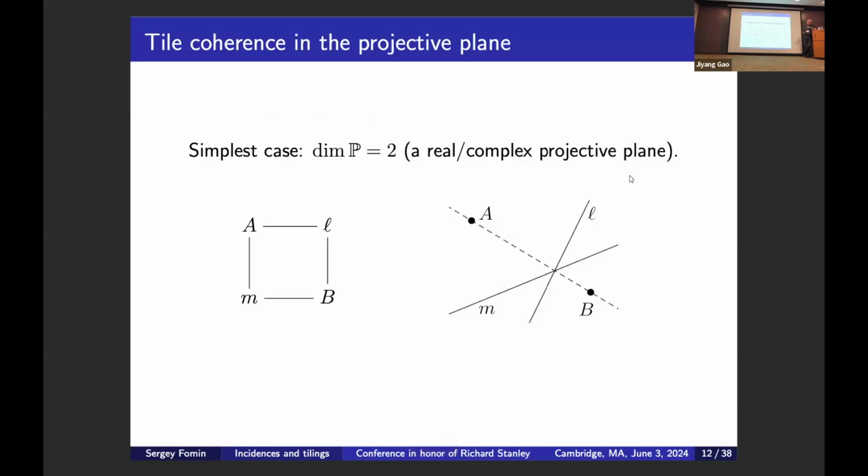The simplest case is dimension 2. We have 2 points, A and B. We have 2 lines, L and M, and they form a coherent tile if the line that passes through A and B goes through the point of intersection of L and M. Okay, so that's the coherence condition.